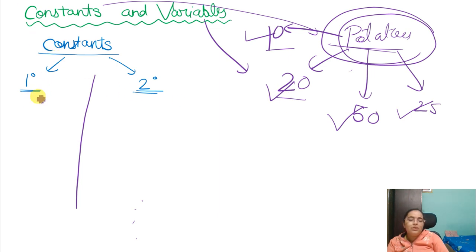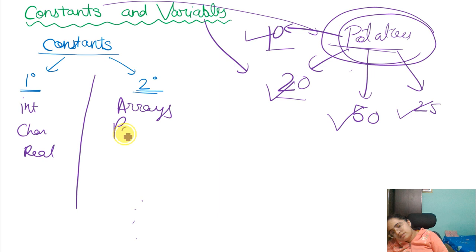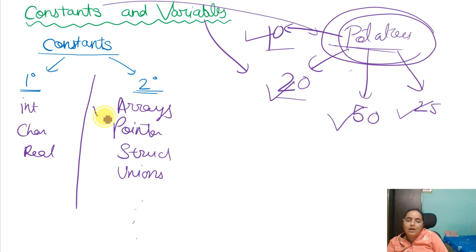Now, when we are going with constants, in this case, there are 2 types. 1 degree or primary includes int, char, and real. The 2 degrees include my arrays, my pointers, my structures, my unions. But this is something that we are going to do later on. But today we need to learn the basics.